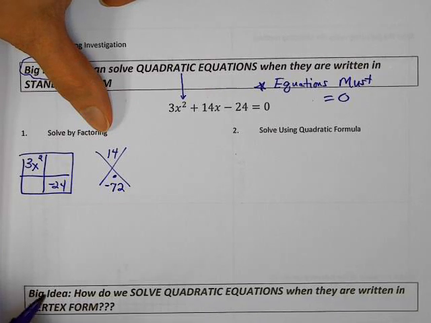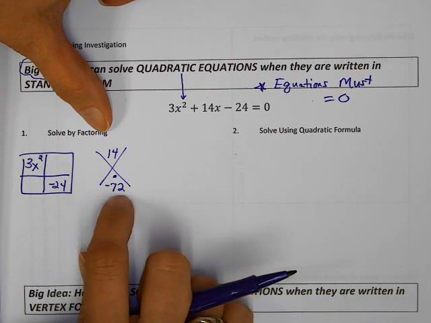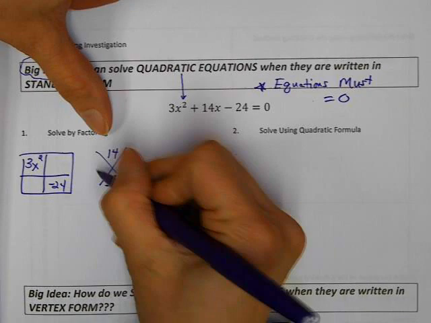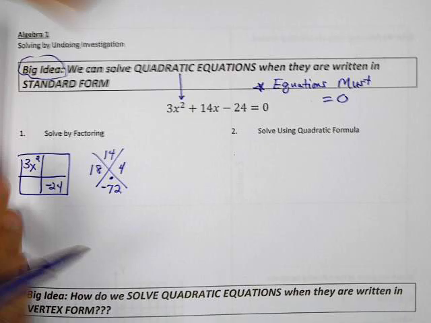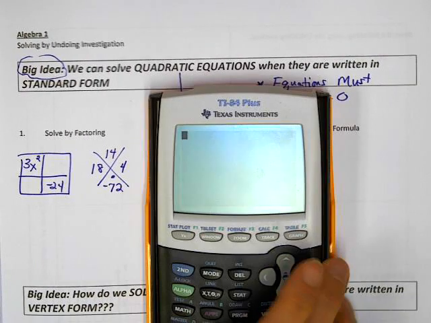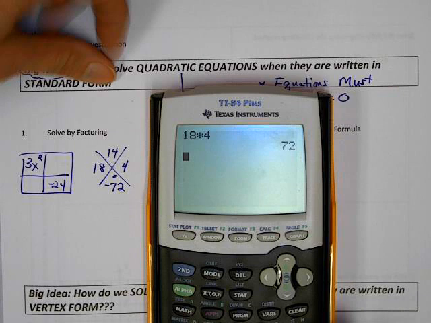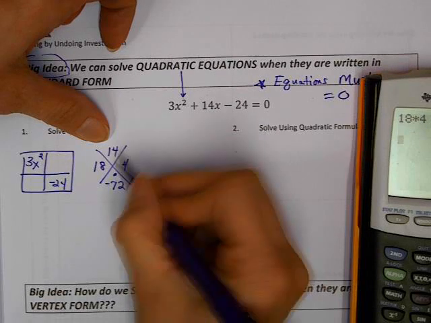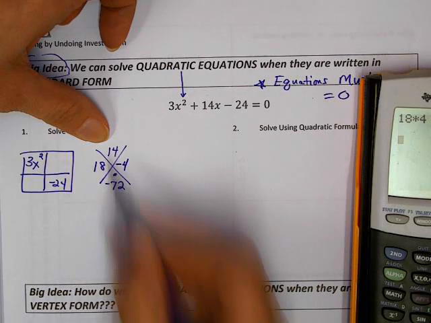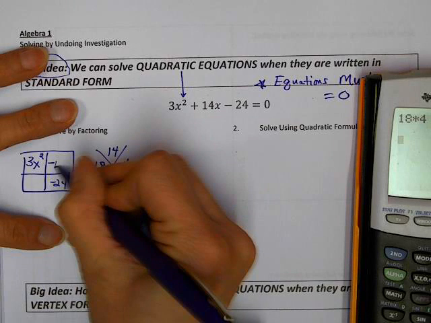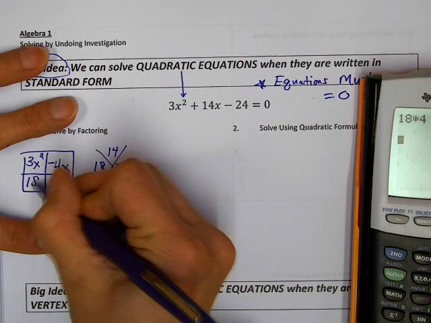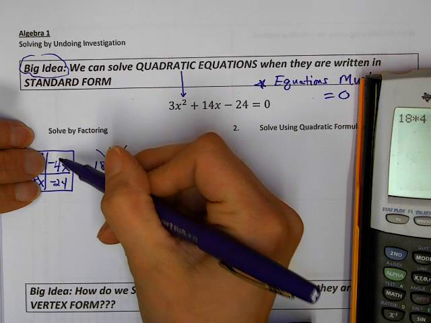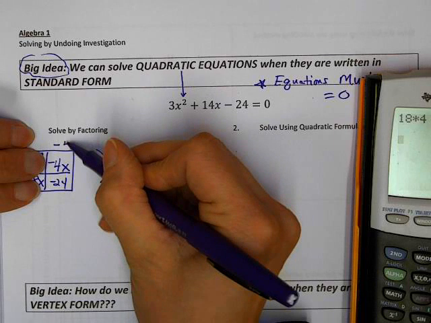Let's see, is it 8 times 9? Well, that doesn't add to 14. How about 18 times 4? Okay, so if you look at your calculator, 18 times 4 makes 72, but one of them needs to be a negative. And I'm going to make 4 be the negative so that they add to a positive. When these go in the boxes, make sure you put the x's. 18x, and it's time to factor out the greatest common factor here. If it starts with a negative, take out a negative 4.